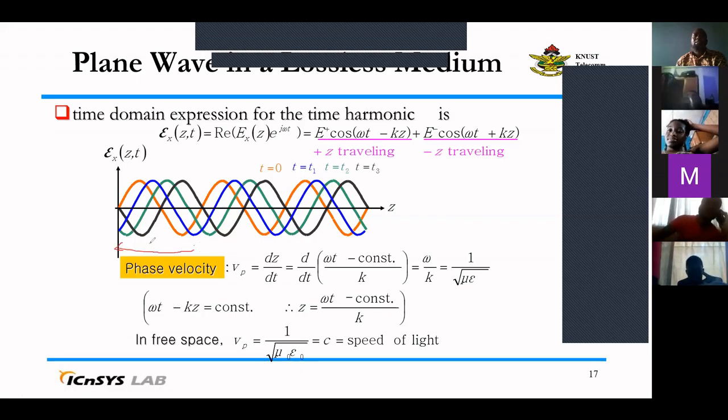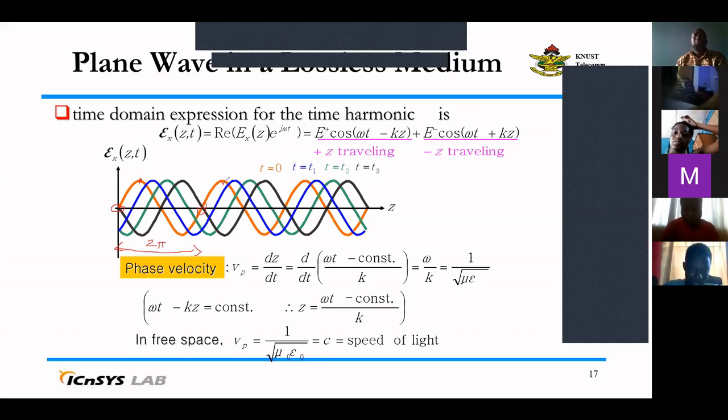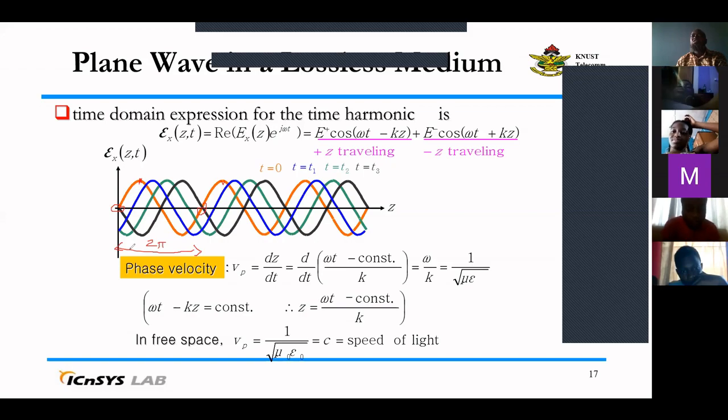Sir, please come again with the wavelength description. Wavelength is a distance between the same points on the wave, two successive points on the wave. So you can start from 0 here, and the next 0 point, that distance is a wavelength. Or you can start from a crest here, and the next crest here, you have a wavelength. Okay, so two successive points on the wave. So that distance there is 2 pi.